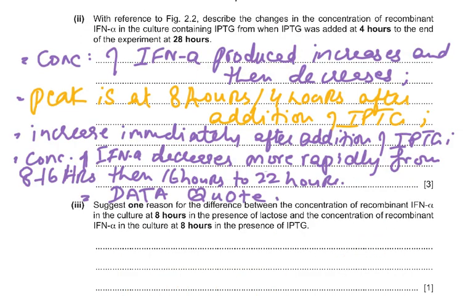So how would you word it? The concentration of IFNA produced increases and then decreases. Simple. Peak is at 8 hours, 4 hours after addition of IPTG. Increases immediately after addition of IPTG, but that was added at 4 hours. Concentration of IFNA decreases more rapidly from 8 to 16 than 16 to 22 hours. And then if you gave me a data quote, then you got another mark for that. But you can see there are 5 mark scheme points, but only 3 were needed for you to get your 3 out of 3.